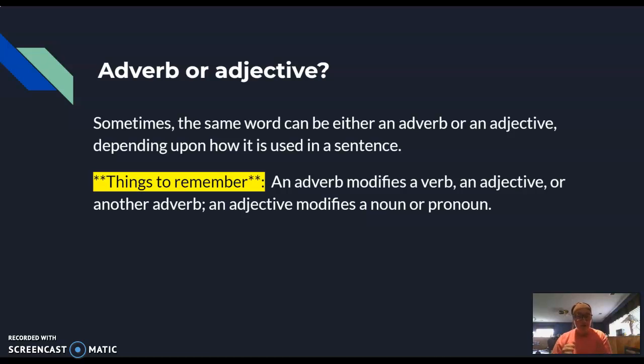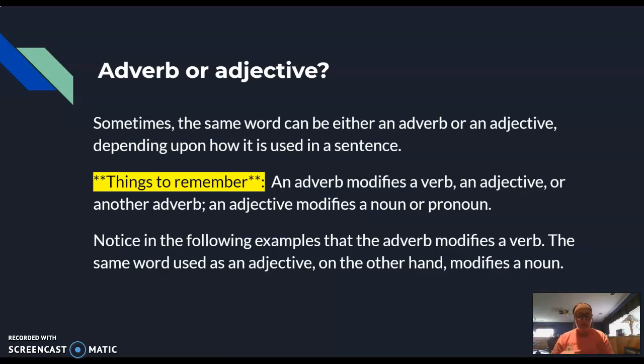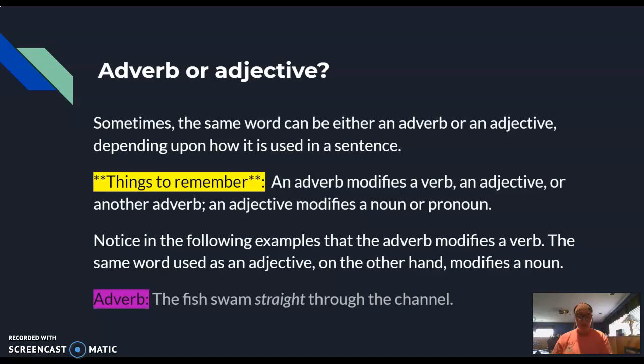So again, an adverb is telling us to what extent a verb is doing something, right? How an adjective is the way it is, to what extent is that description, or it is modifying another adverb, so kind of just stacking on top of another adverb. An adjective is actually doing the describing or modifying. It is slightly changing a noun or a pronoun in some way by making it clearer what that looks like. And so if you notice in the following examples that an adverb modifies a verb, just like we just said, and that the same word used as an adjective modifies a noun. So here's how this looks.